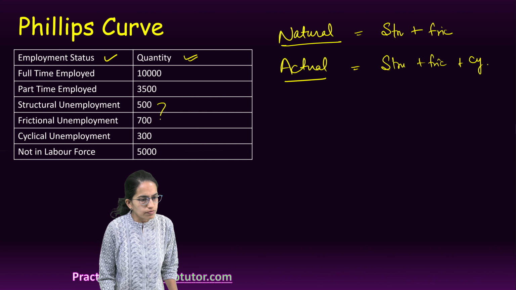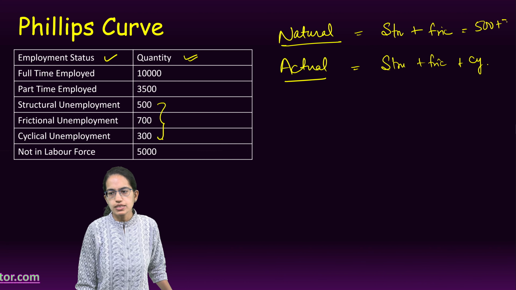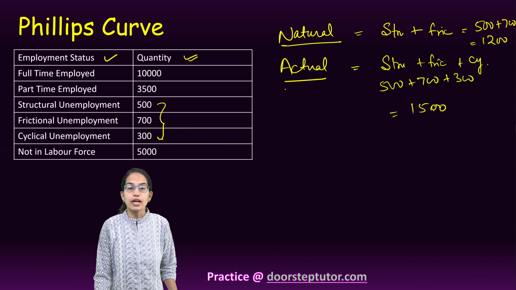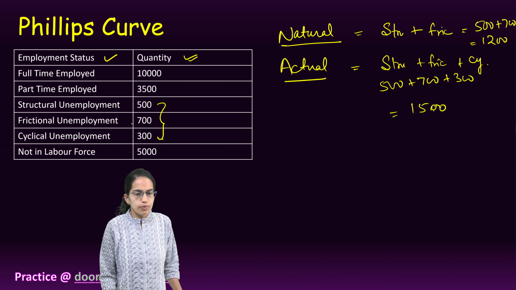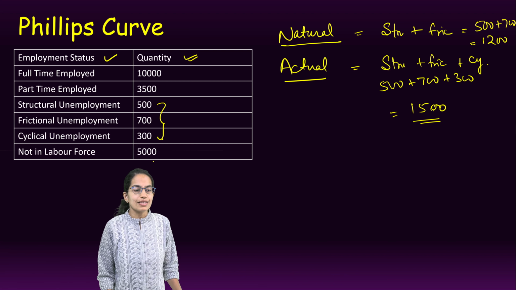So here we have the three values. For the first case, natural, we have 500 plus 700, that gives me 1200. For the second case, the actual, it's 500 plus 700 plus 300, that gives me 1500. Now I have to find the rate of unemployment. So rate of unemployment would be how much? The total number of unemployed divided by the labor force.